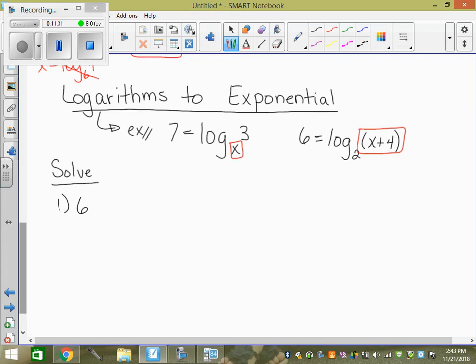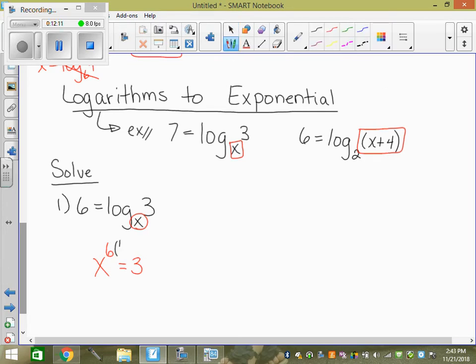Number 1, 6 equals log base x of 3. I don't know the base. So if I don't know the base, I convert to exponential. So how do I convert backwards? The base of my log is the base of my exponent. What's with it does not stay with it, right? So this is going to be my exponent, 6. And then it's going to equal what's with it. Same thing over. So the base of my log becomes the base of my exponent. What's with it doesn't stay with it. So this is going to be its exponent, and it equals what's with it.